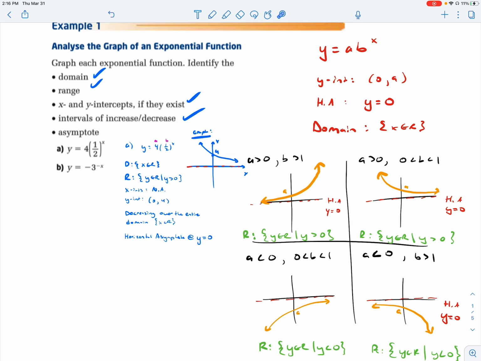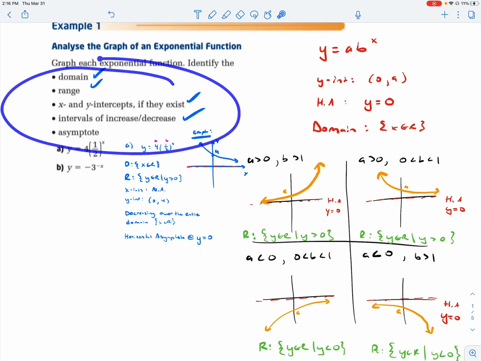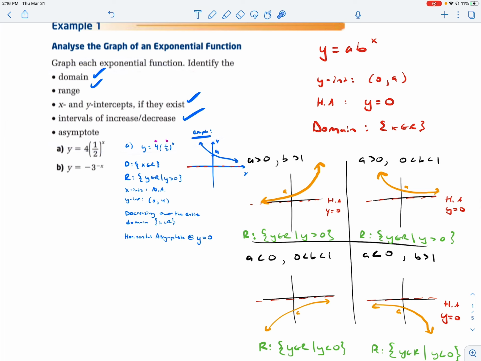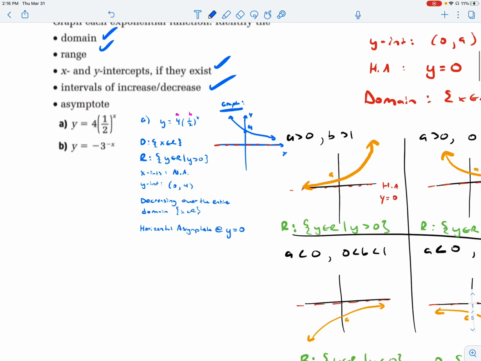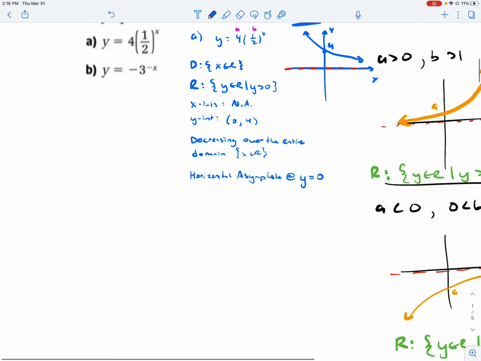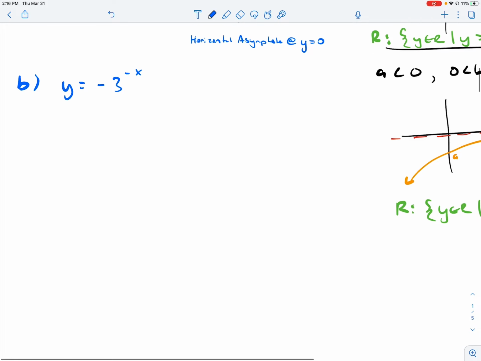So again, we want to graph the exponential function and identify all these key features for it: domain, range, intercepts, intervals of increase and decrease, and the asymptote. Okay, so for part B, let's just copy this out here. We have y equals -3 to the negative x.